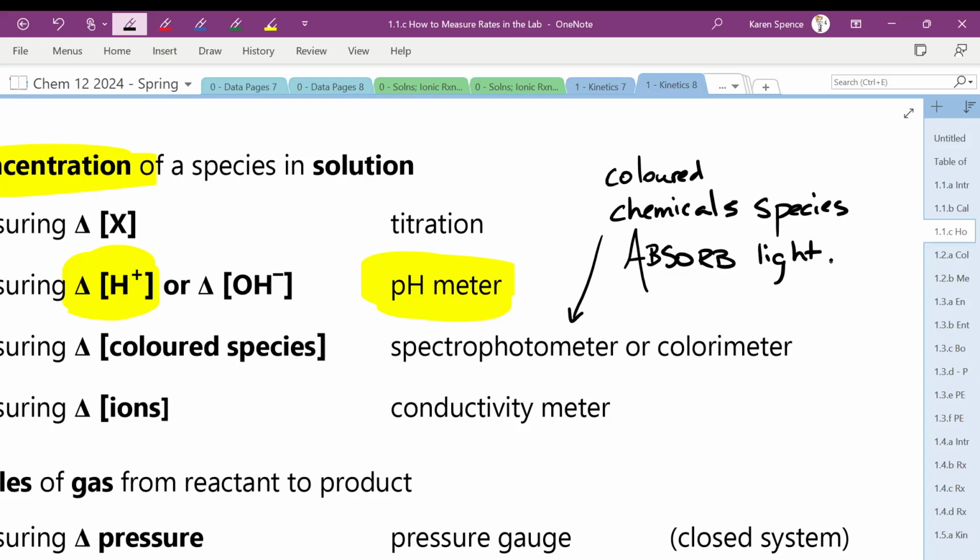Do you need to understand this for chemistry 12? No. However, if you're taking university chemistry, you will. Okay? So it's nice to know that something appears blue because it absorbs the opposite colors. All right? And the more concentrated the substance, the more of that color of light it's going to absorb. All right?